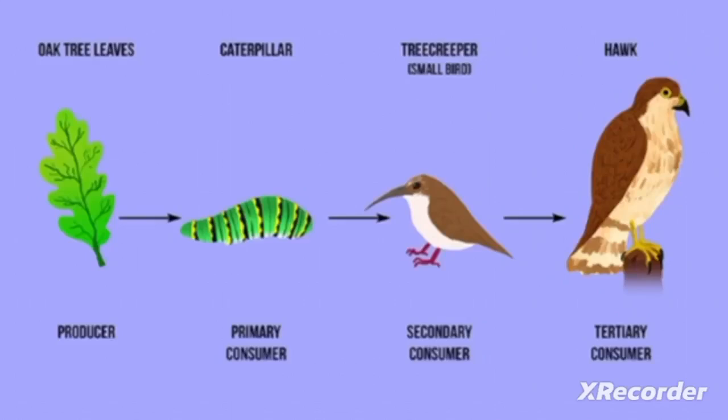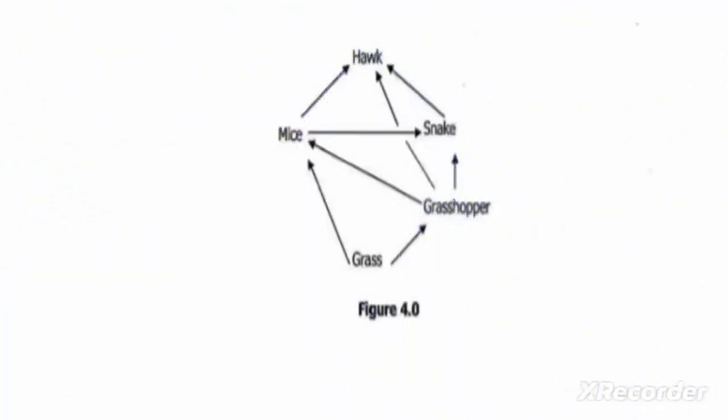So we can see a secondary consumer here and a primary consumer here. Which one is showing the secondary consumer? This one is a secondary consumer, and this one is also a secondary consumer. So we have seen that a snake is acting as a secondary consumer, and at the same time it is acting as a tertiary consumer.